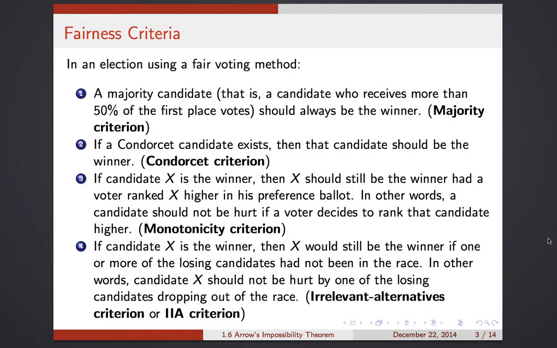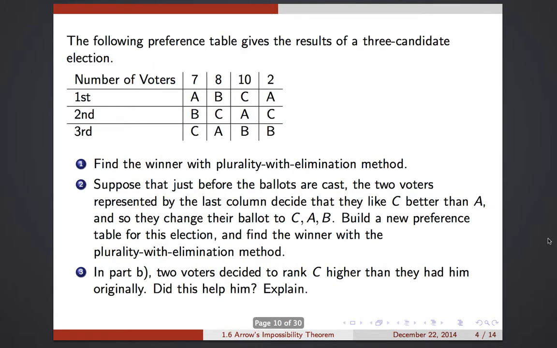Okay, so here are the 4 components of fairness that Arrow came up with. So he did not come up with a complete definition of fairness. So there may be other things out there that make up fairness, but what he's saying is, at the very least, these 4 things should happen in a fair voting method. Here are 4 things that should always happen. Here are 4 criteria that make up fair voting.